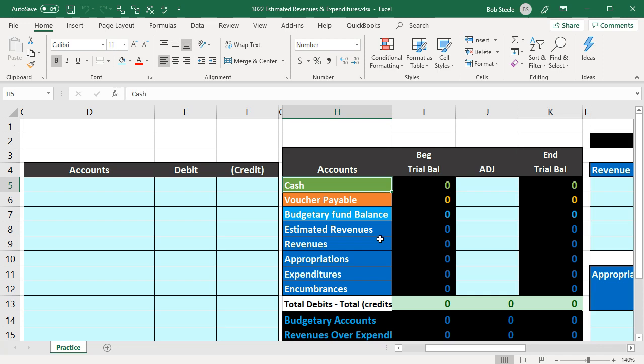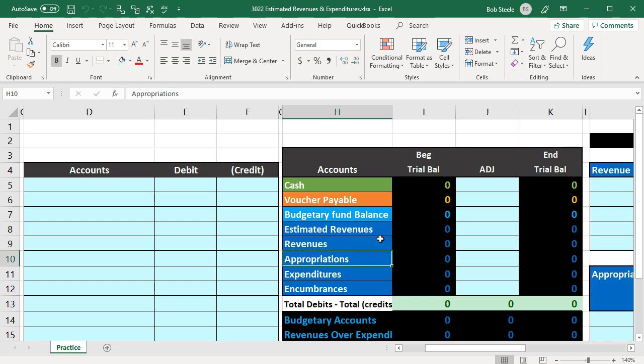So the green accounts will be the assets. We'll have the liabilities in blue. The light blue is going to be the net assets, what would be equity accounts for a for-profit organization, fund balance type of accounts here, and then the blue accounts, which are going to be what would be the income statement accounts for a for-profit. Here they're going to be the income statement accounts as well as budgetary type of accounts for the governmental.